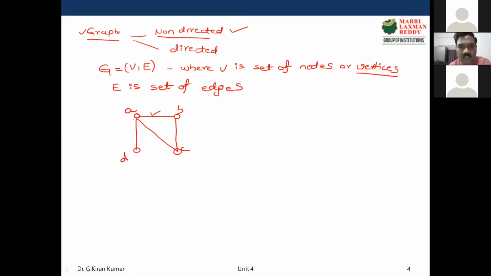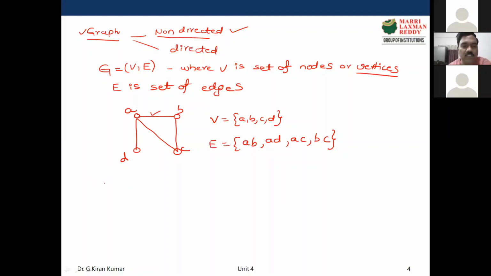These are the vertices. And what are the edges? I already told you I can call this edge either AB or BA. Then AD, then AC, then BC. In total there are 4 edges, right? So this is a graph. A graph basically contains two things: vertices and edges. An edge connects any two vertices, maybe different or the same.